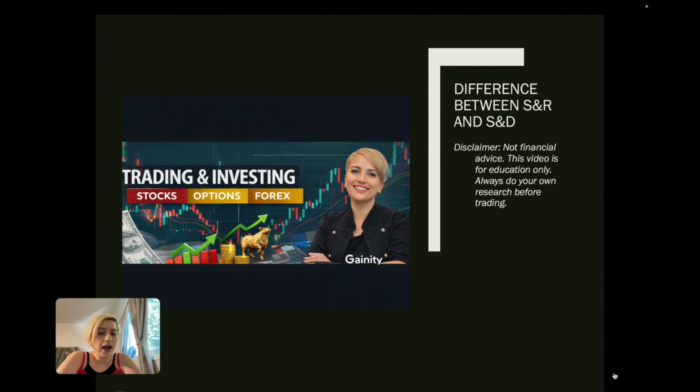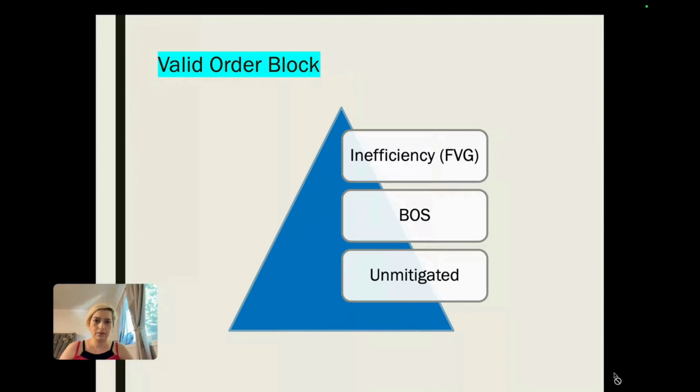In this one, I explain the differences between supply and demand, support or resistance, and order blocks, and how smart money uses them in the market. These are completely different tools that every trader should understand.